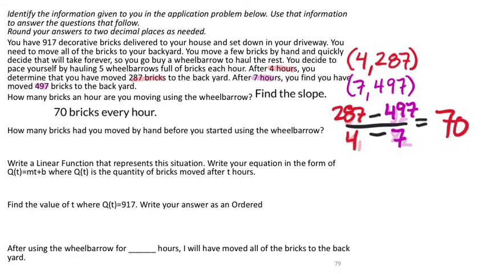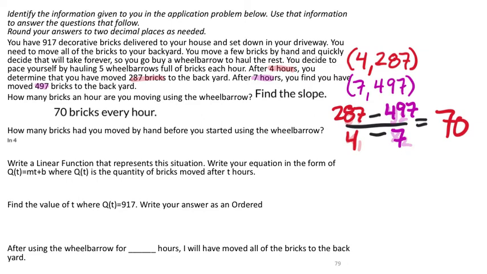So now that we have the slope, it says how many bricks had you moved by hand before you started using the wheelbarrow? There's a couple different ways to do this. You see after 4 hours, you moved 287 bricks. Okay, how many bricks did you move in the 4 hours? Well, if it's 70 bricks per hour and you did it for 4 hours, that would have been 280 bricks. Then you can subtract this number from the 287. Okay, so in other words, let's be precise here.